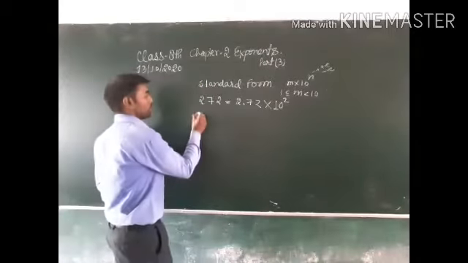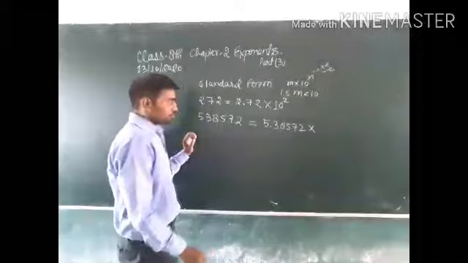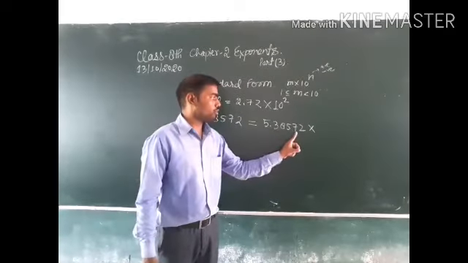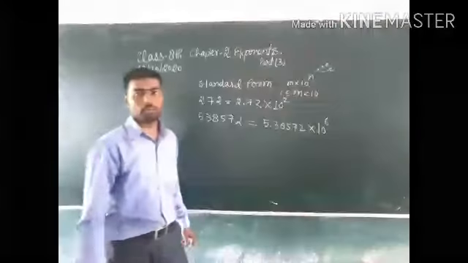Now take another example. 538,572, what is the standard form of this given number? So first of all we take 5.38572 into, count the decimal places. This is first, second, third, fourth, fifth. It means 10 to the power 5.